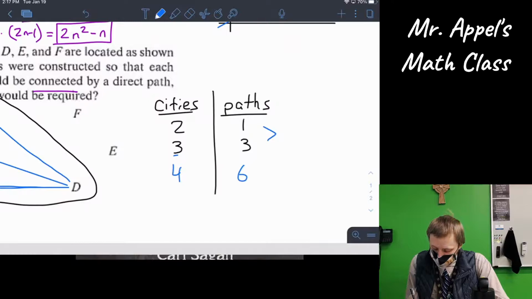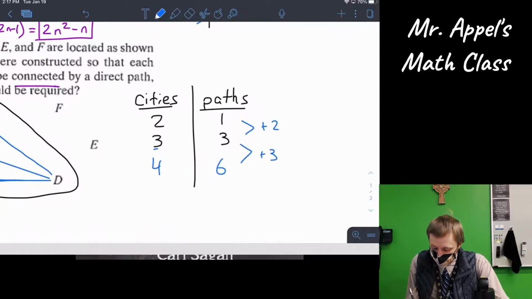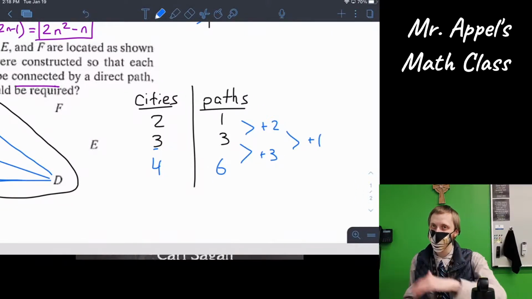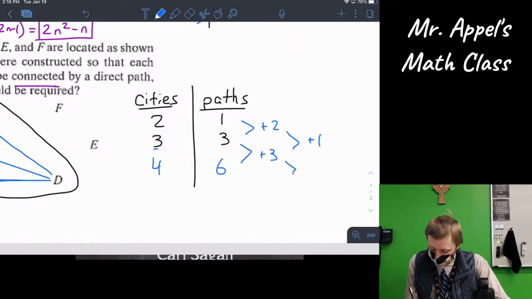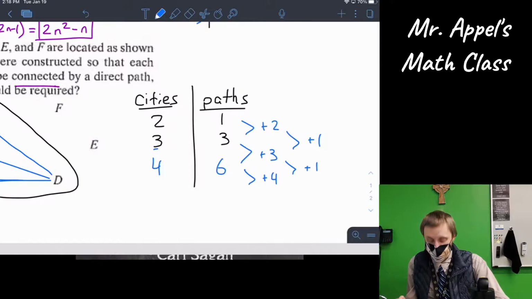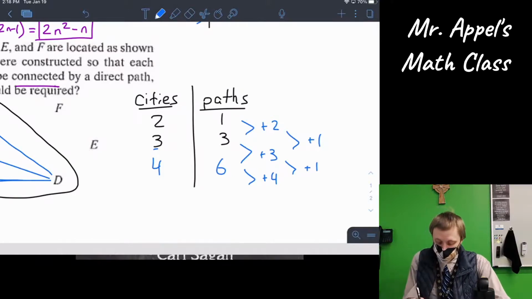From 1 to 3 is plus 2. From 3 to 6 is plus 3. I bet we can see now that's a constant difference. Second difference plus 1, right? Carry that on through. We're going to add 4 next time, which we justified by adding, for the next city, the prior number of cities. So for 5 cities, we'll add 4. That's exactly what we said here, right? 6 plus 4 is 10.